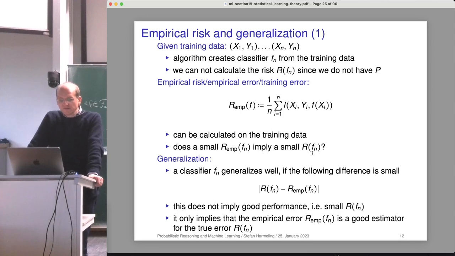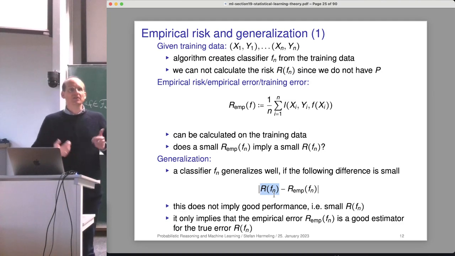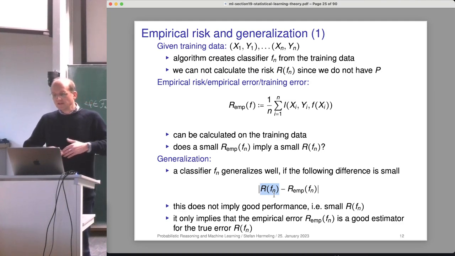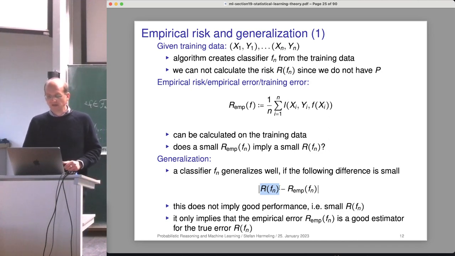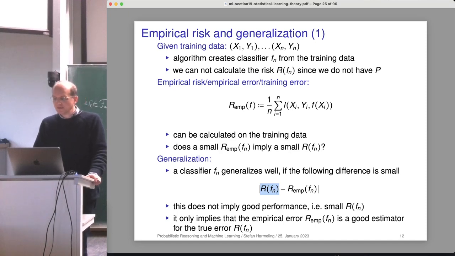This can also be defined such that a classifier will generalize, and generalization is defined as follows. If the difference between the true risk and the empirical risk is small, then we say that a given classifier generalizes well. So this classifier has only seen 100 data points, but if its empirical risk already gives us a very good hint about the true risk, then f sub n generalizes very well on all data. It doesn't necessarily mean it has good performance. My classifier could be super bad, but it generalizes well if my empirical estimate is already quite close to the true risk. So generalization only means that my empirical error is a good estimator for the true error. That may be a more mathematical statement.